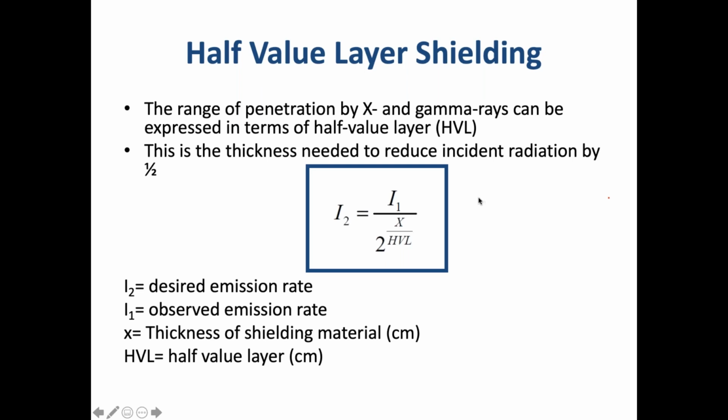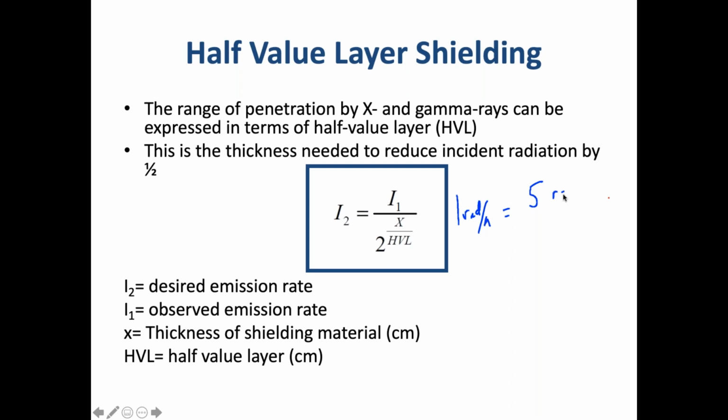The desired emission rate, and I1 is the observed emission rate. So what did we say we wanted? I didn't get to the problem yet, did I? Here it is. What thickness in centimeters of lead would reduce 5 rads per hour of a cobalt-60 source to 1 rad per hour? So we want to go from the initial emission rate, which is 5 rad per hour, to 1 rad per hour.